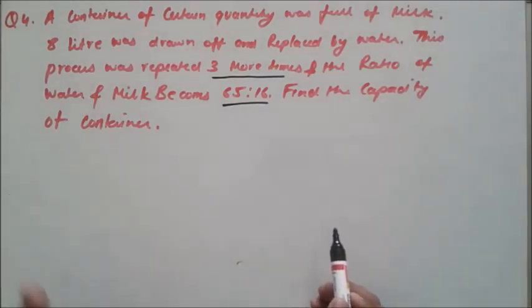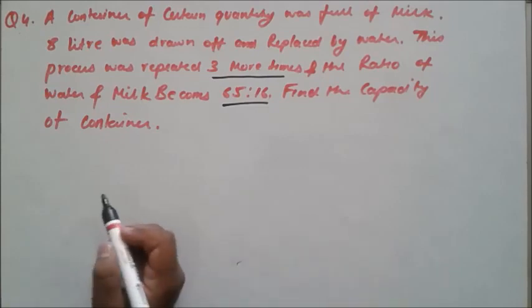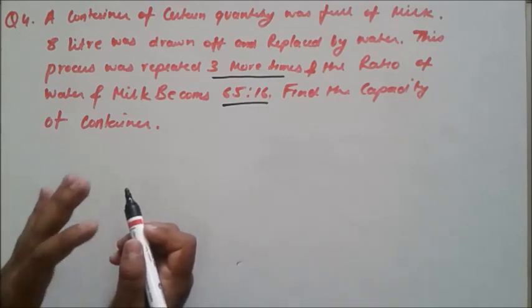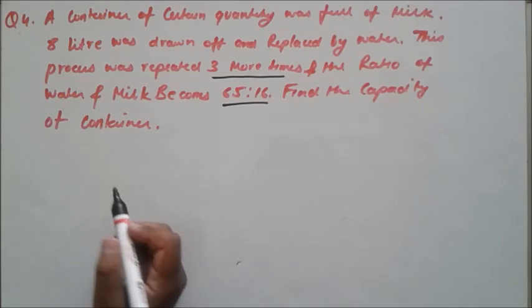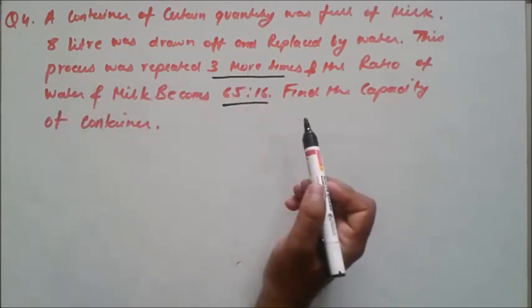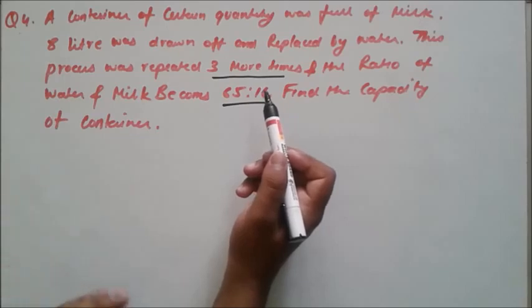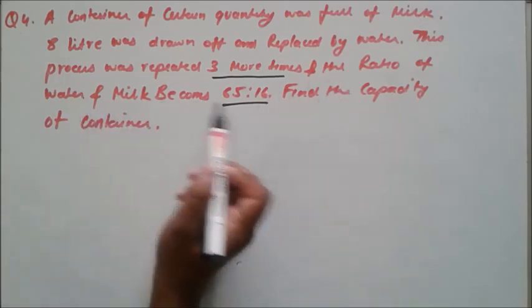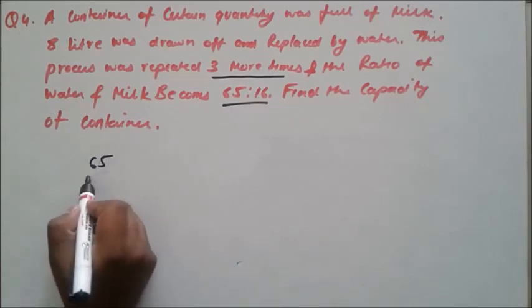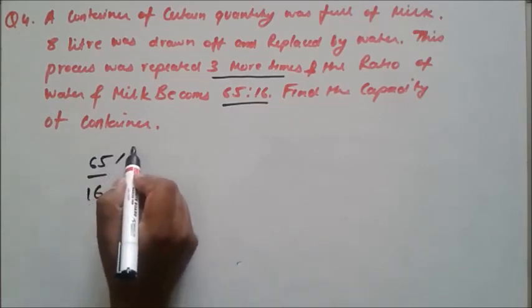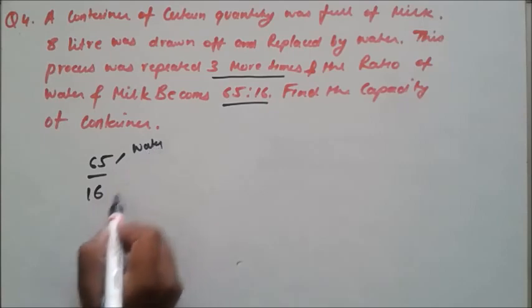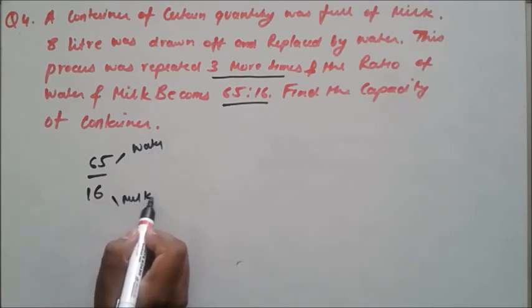So the question is same as the previous question. Initially the container was full of milk. 8 liter was drawn off and replaced by water, and the process was repeated 3 more times. So the total number of operations were 4. After 4 operations, the ratio of water and milk becomes 65 by 16. It is the ratio of water by milk after 4 operations.